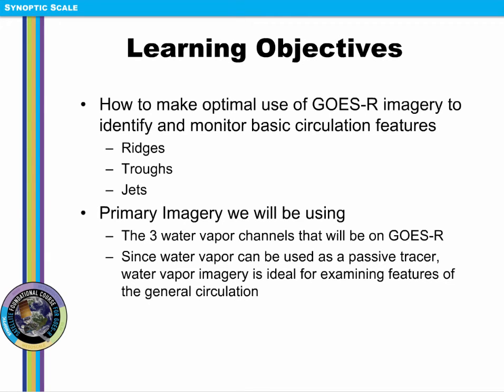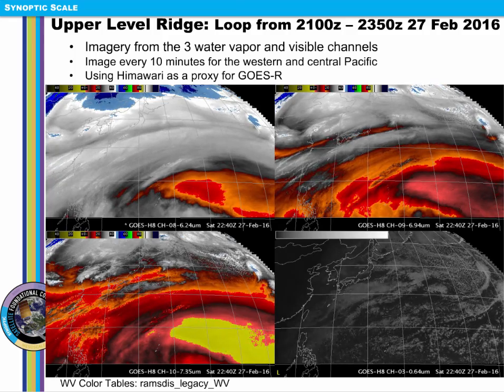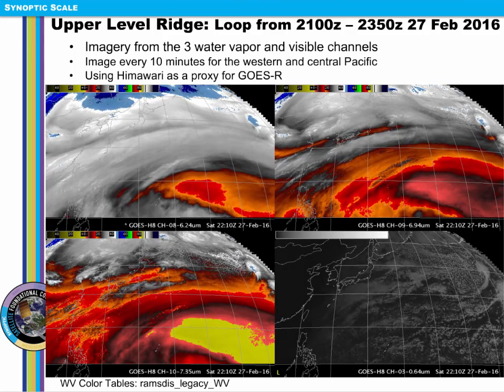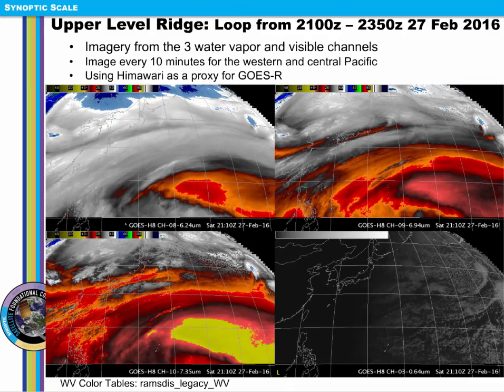In this module, we will focus on using imagery to identify and monitor basic circulation features, primarily using the three water vapor channels that will be on GOES-R, since water vapor can be used as a passive tracer to follow motions in the atmosphere. Our first focus will be on an upper-level ridge using this short loop with an image every 10 minutes. Note that we have used the 4-panel format that is available on AWIPS 2.